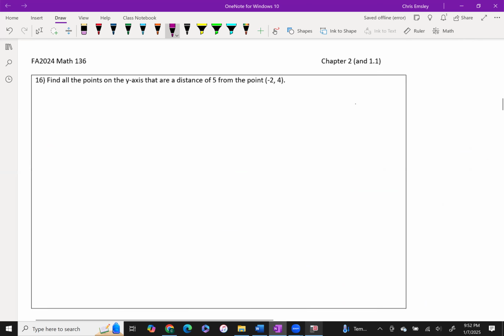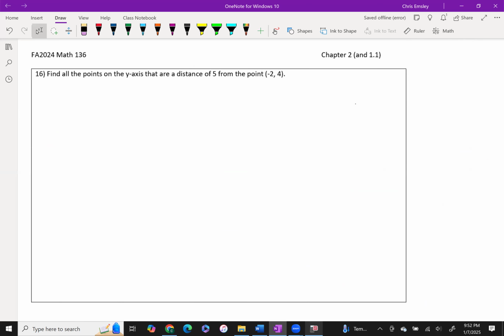And when we scroll to this one, number 16, it looks almost like exactly the same problem. Find all the points on the y-axis that are a distance of 5 from the point -2, +4. The only thing that changed in this whole problem is that letter right there. In our last example, we found the points on the x-axis. This time, we're going to find the points on the y-axis.